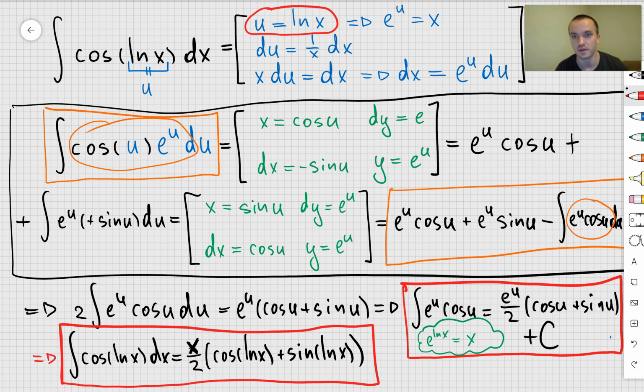So you can see that at first, that real scary integral is actually not as bad. It just requires you to do one u-substitution and apply integration by parts twice.